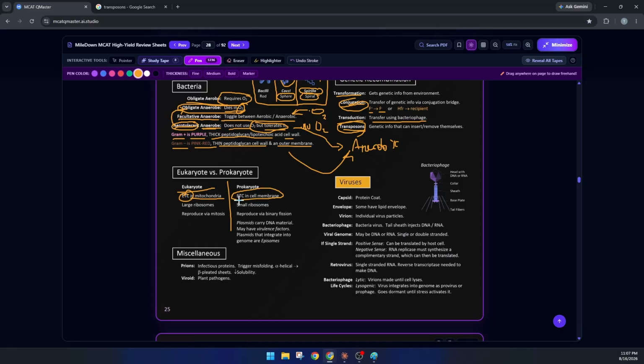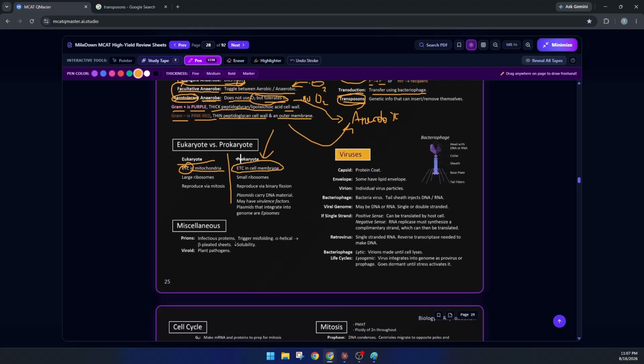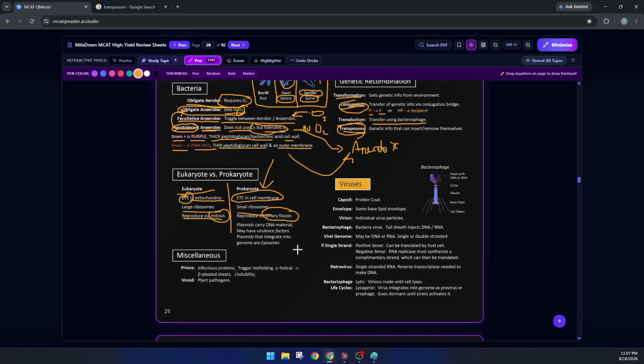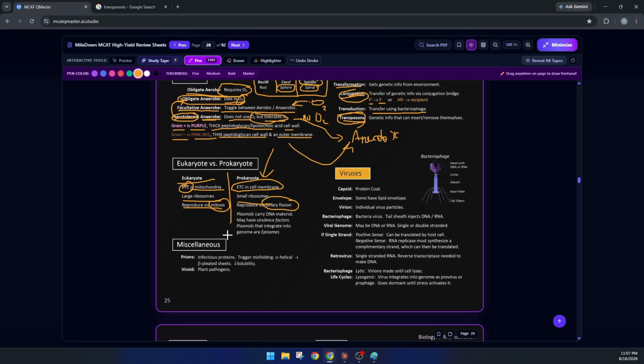So your electron transport chain is involved in cellular respiration. If you don't know what that is, you probably have to review that as well. But for now, just know ETC is your electron transport chain. Large ribosomes versus small ribosomes. Eukaryotes reproduce via mitosis, but prokaryotes reproduce via binary fission, which is kind of like mitosis, but it's bacterial mitosis.